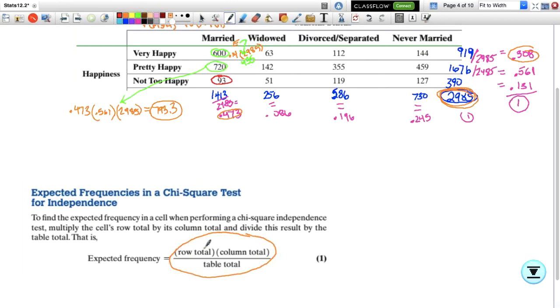To figure out my expected value for just this 93 right here, I would just take my total, so I'm not looking at relative frequency, just straight up frequency. So I'm going to take my total for this row, which is 1,413. I'm going to times it by, oh, that was the column total, sorry. The row here for not too happy is 390. I'm going to times it by the column total, so I'm going to multiply those two together and then divide it by the table total, which is 2,985.